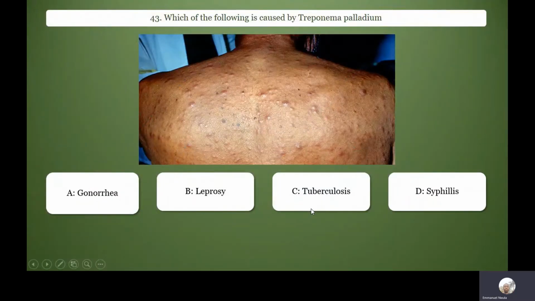Which of the following is caused by Treponema pallidum? That is syphilis. Syphilis is a disease caused by Treponema pallidum. Of course, remember, syphilis is sexually transmitted. Treponema pallidum is a bacterium.